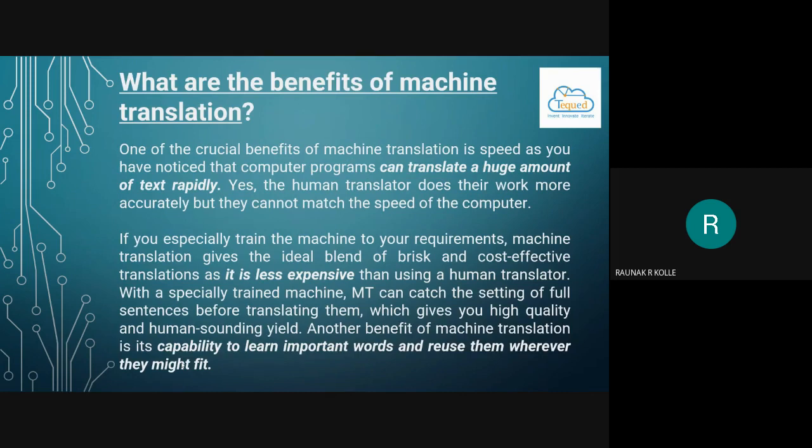What are the benefits of machine translation? One of the crucial benefits of machine translation is speed. As you have noticed, computer programs can translate a huge amount of text rapidly. Yes, the human translator does their work more accurately, but they cannot match the speed of a computer. Hence, the speed with which the translation takes place is one of the crucial benefits of machine translation.